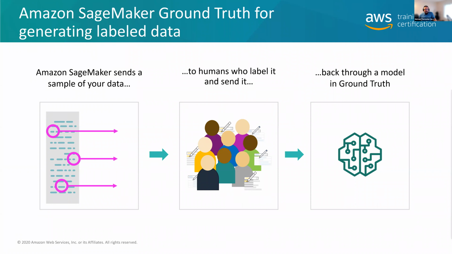Can we check the data that SageMaker assigned to humans to label? Yes, definitely. Jeffrey, yeah. After they label, absolutely.